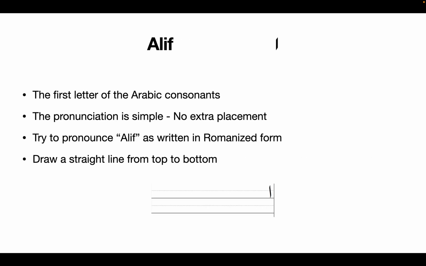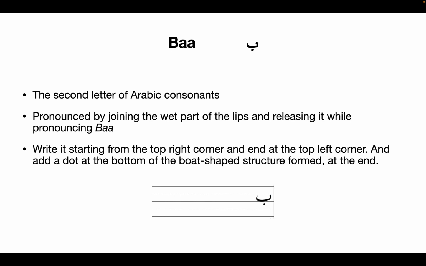So once again, Alif is simple to pronounce without any emphasis. It's just simple Alif. While writing, we write it from top to bottom, just ending at the line. Okay, Baa, it's a boat-like structure which just touches the line at its base. We start from top right, end in the top left, and a dot at the bottom of the boat-like structure below the line. The name is Baa, but it's pronounced as B.